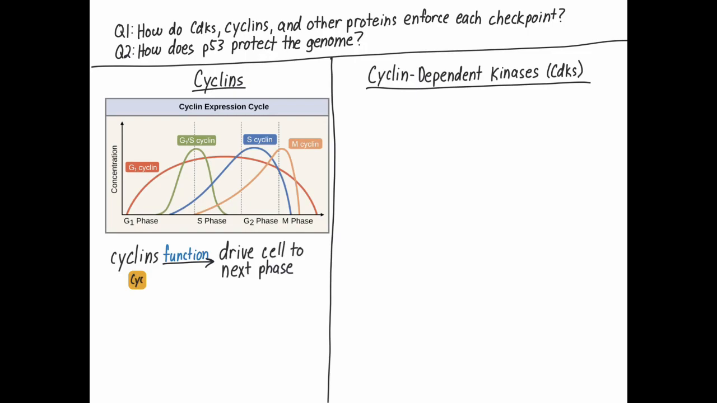In fact, each type of cyclin is named according to when this occurs. For example, G1S cyclins accumulate just before S phase and drive the cell into S phase and initiate DNA replication. The exception to this is the G1 cyclins, which function throughout the cell cycle. Cyclins accomplish cell cycle progression by regulating the activities of enzymes called cyclin-dependent kinases, or CDKs.